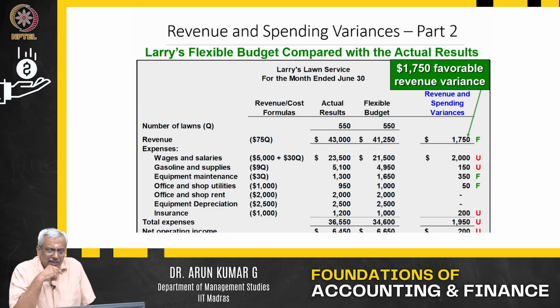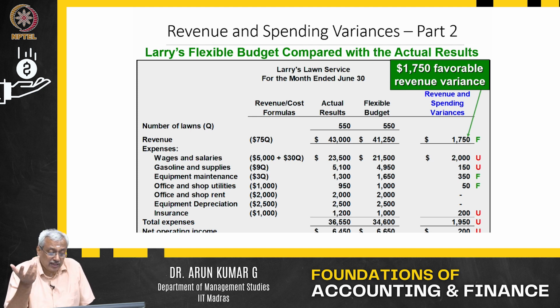So what happens? My actual results, I got 43,000. I should have got only 41,250. I have got 1,750 favorable revenue variance. Whereas when I look at the cost, the ideal flexible budget cost is 5,000 plus 30 into 550, that is 21,500, whereas my cost is 23,500, a 2,000 unfavorable variance.